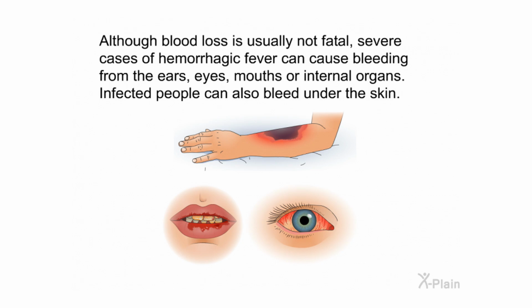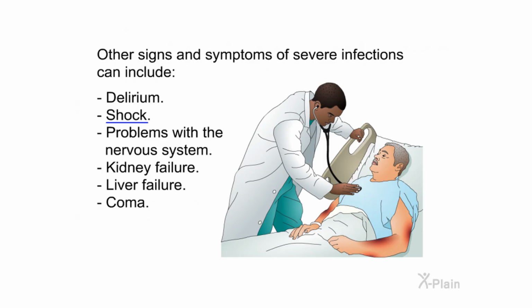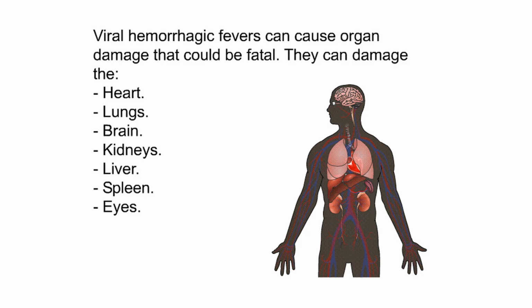Although blood loss is usually not fatal, severe cases of hemorrhagic fever can cause bleeding from the ears, eyes, mouth, or internal organs. Infected people can also bleed under the skin. Other signs and symptoms of severe infections can include delirium, shock, problems with the nervous system, kidney failure, liver failure, coma. Viral hemorrhagic fevers can cause organ damage that could be fatal. They can damage the heart, lungs, brain, kidneys, liver, spleen, eyes.